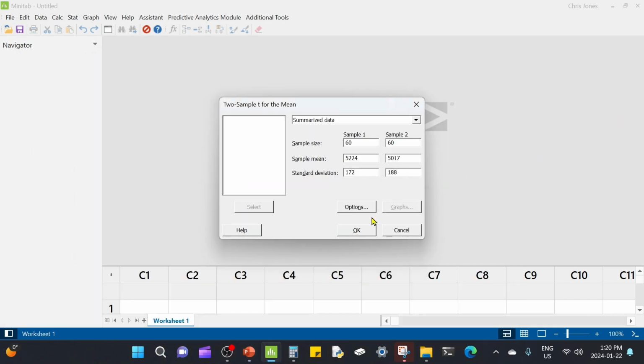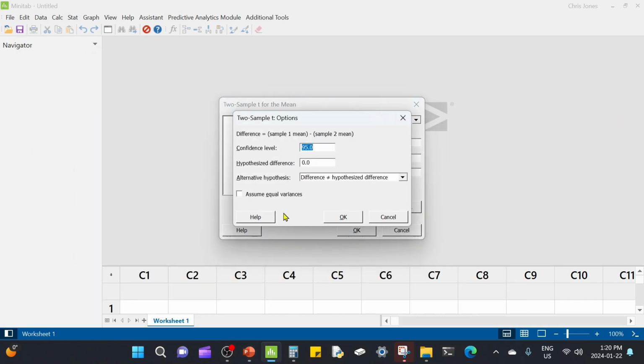So once we have this in place, I'm going to choose some options. The confidence level is going to be 99. And as you will see, part of what Minitab does, it not only conducts the hypothesis test, it also gives you a confidence interval for the difference between the population mean values. And since it's a 1% test, I'm going to look at a 99% confidence interval.